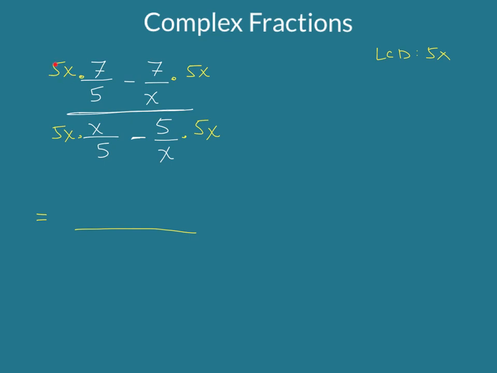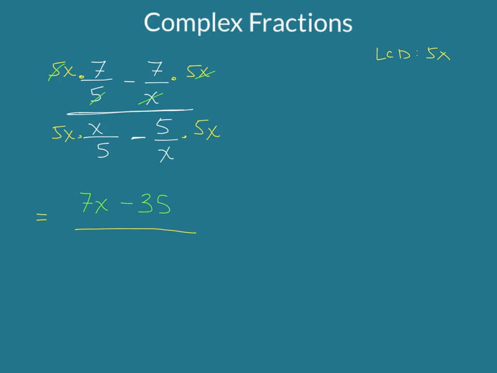Here, this 5 and this 5 end up canceling. If you don't see that right away, you'd end up with 35x over 5, and you would be able to divide by 5 anyway. So up here, we see that the 5 and the 5 cancel, and we're left with just 7x. We're left with a 1 in the denominator, but we don't need to write that anymore. The idea is to simplify these fractions and get rid of them. All right, over here, the x's end up canceling, and when we multiply, we'll be left with minus 35.